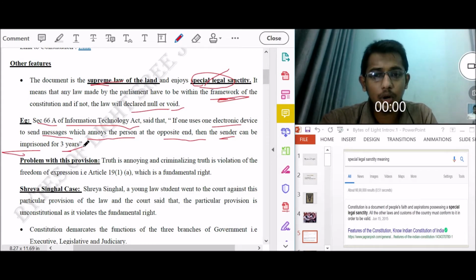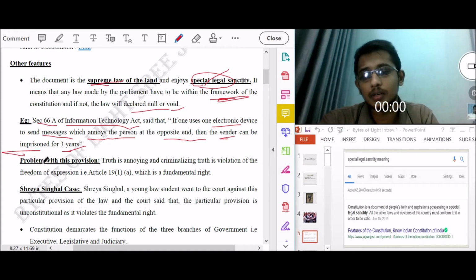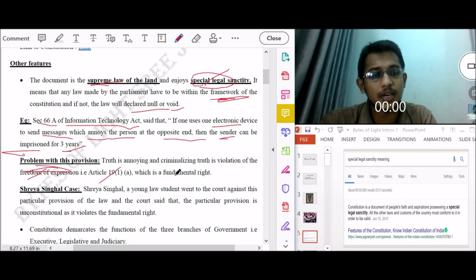And if you are criminalizing the sending of such messages, then you are criminalizing truth, and it is against the freedom of expression of the person. So that is the problem with this provision, that is, it is against the freedom of expression. That is article 19(1)(a), which is a fundamental right.